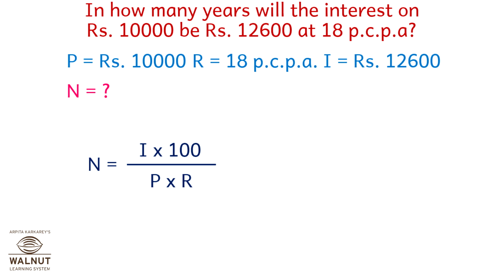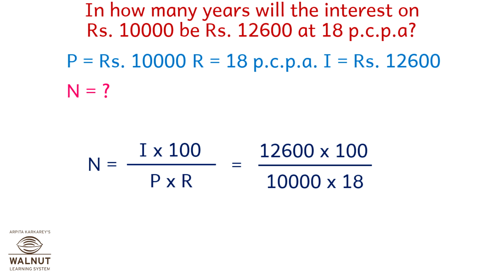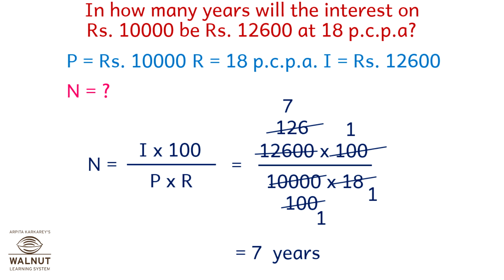We know the formula. N is equal to I into 100 upon P into R, which is 12,600 into 100 upon 10,000 into 18. 100 ones are 100, 100 times is 10,000, 100 ones are 100, 126 times is 12,600, 18 ones are 18, 18 sevens are 126. So the answer is 7 years.